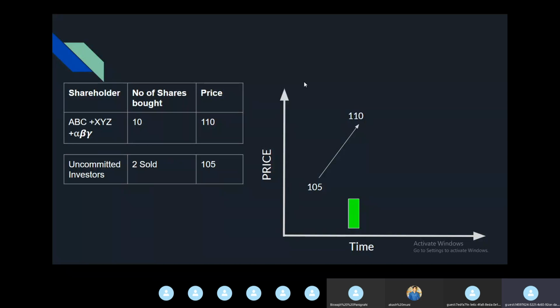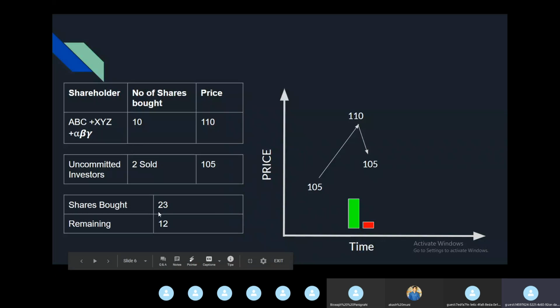So how do we denote that? From 110 to 105 it moved, and we denoted it by a red bar, which says that only two shares have been sold. So very low volume is sold, but very high volume has been bought. Bought is 10, sold is 2. So what next?